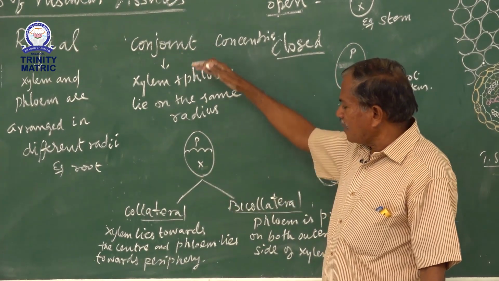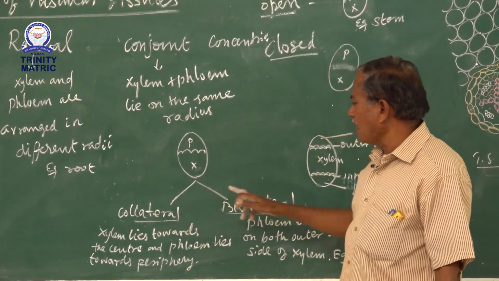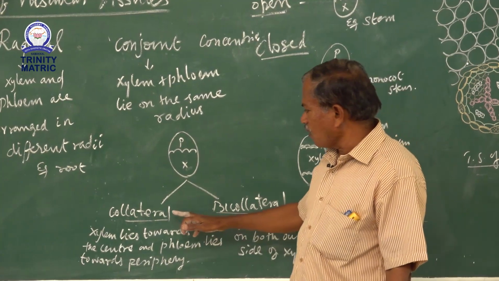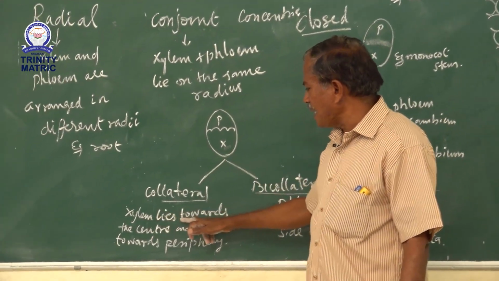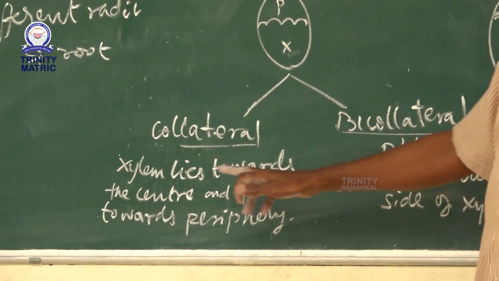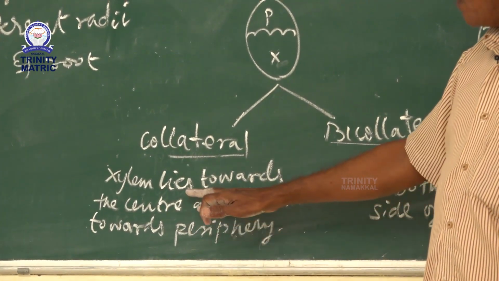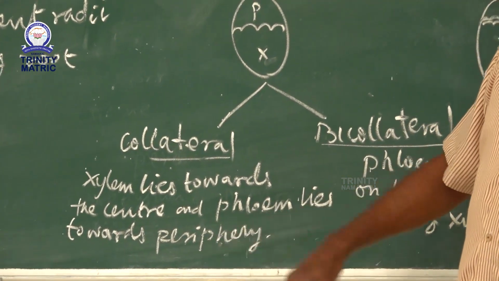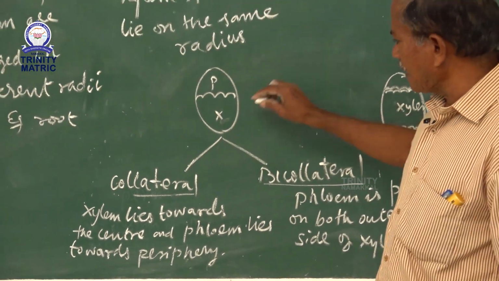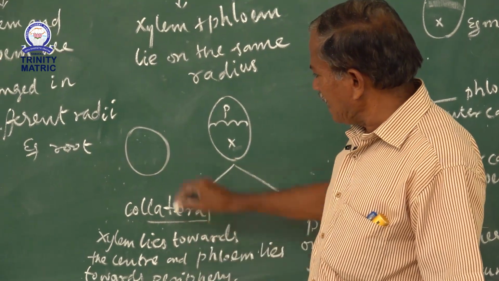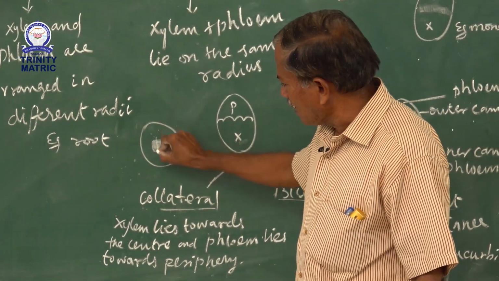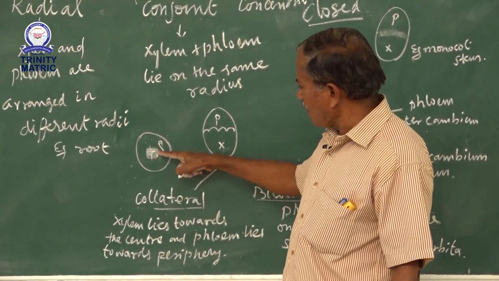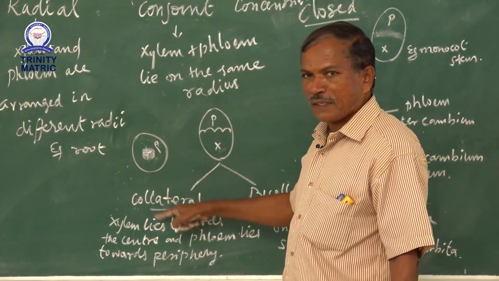This conjoined vascular bundle is divided into two types: collateral and bicollateral. So what is a collateral vascular bundle? Xylem lies towards the center and phloem lies towards the periphery. Periphery means outer side. This region is the xylem, and the outer region is the phloem. So when xylem lies in the center and phloem lies on the outer side, it is called a collateral vascular bundle.